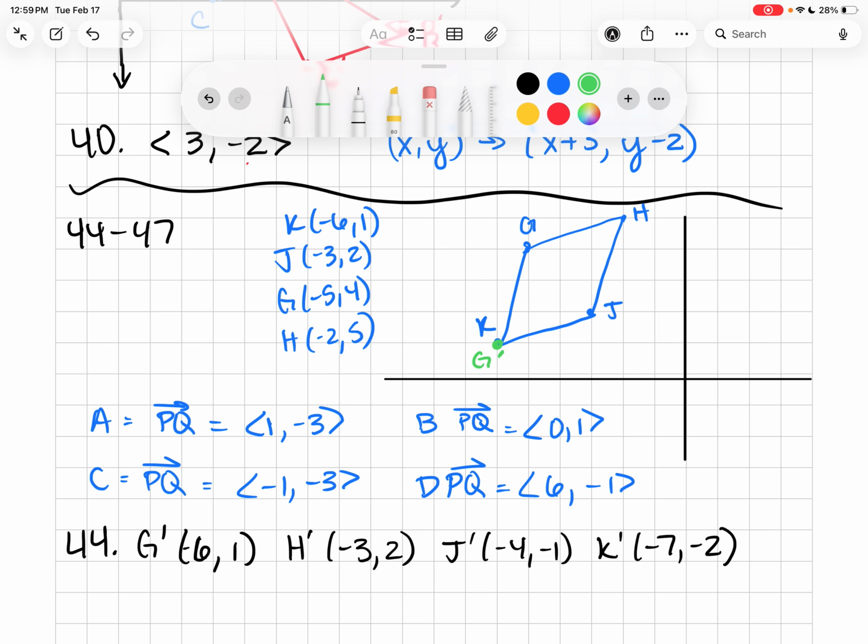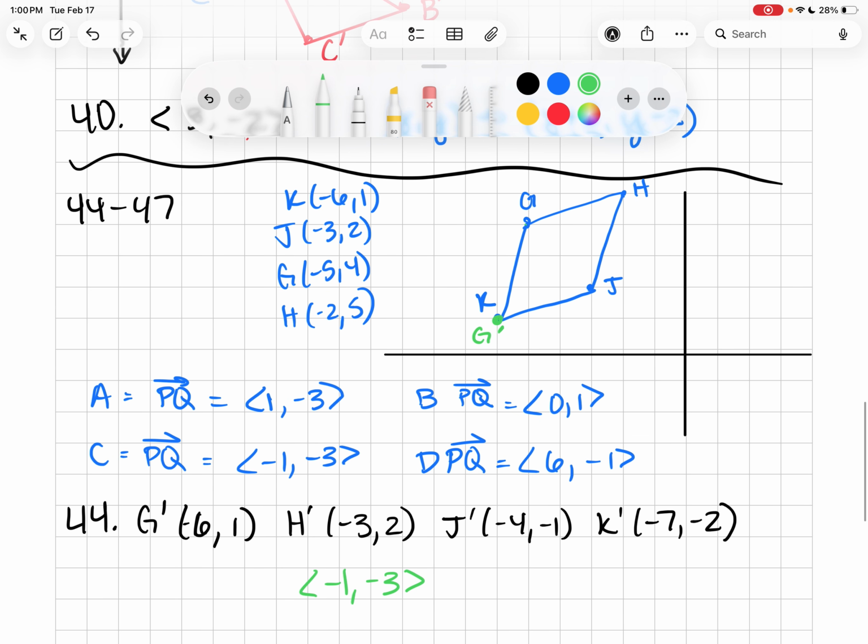It'd be A, so it goes, it would be ABC. It's not what I asked. I said, how do I get from here to here? You go back 1 and down 3. Left 1, down 3. So that means that vector has to be -1, -3. So that means that the answer would have to be C.